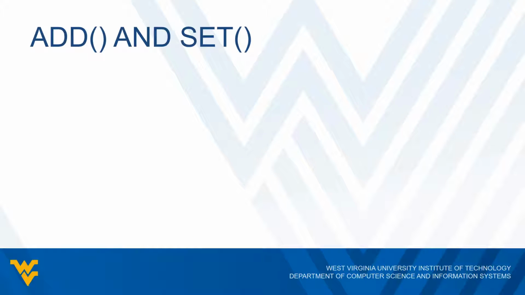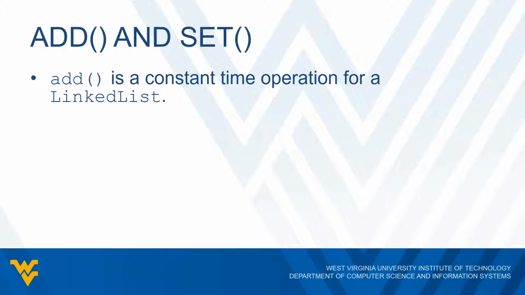We need to mention one more thing about both the add and the set methods. So the add method does take constant time for a linked list. So that's great, but it is expensive for the array list. And I think we mentioned this several times, but it's worth repeating. With the array list, we have to shove all the elements. For a linked list, we just have to change a couple of links.